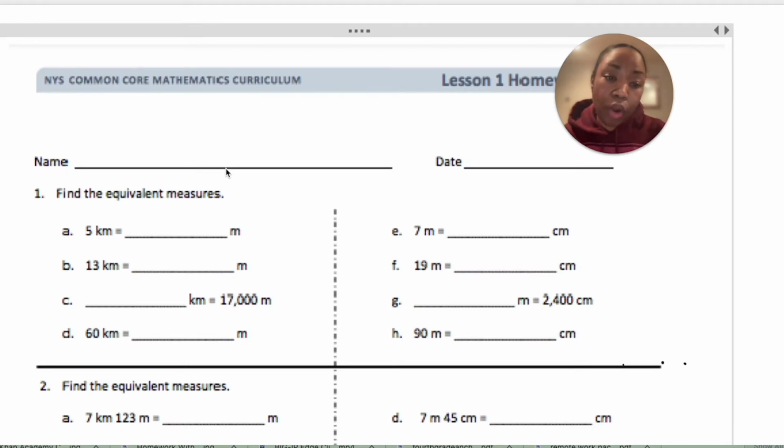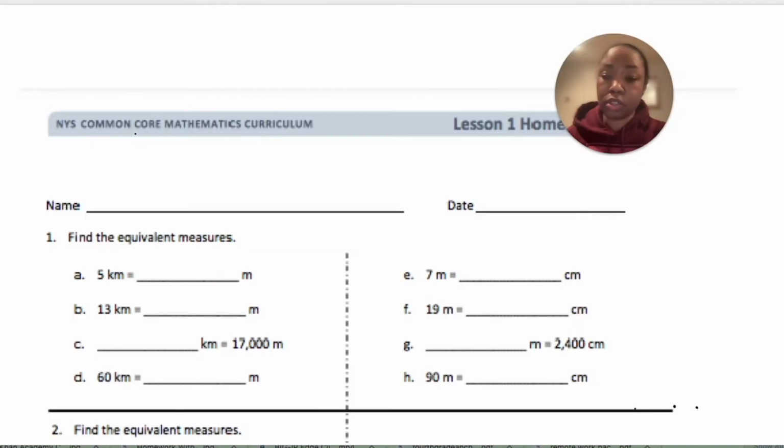Okay, so in order to tackle this objective, it is important that we have a basis for metric length. Length is how long something is. It's the measurement of the distance from one point to another point. And we're looking at metric length, and that has to do with meters, kilometers, and centimeters. So I'm going to write just some basic conversions here that's going to help us with tackling this work.